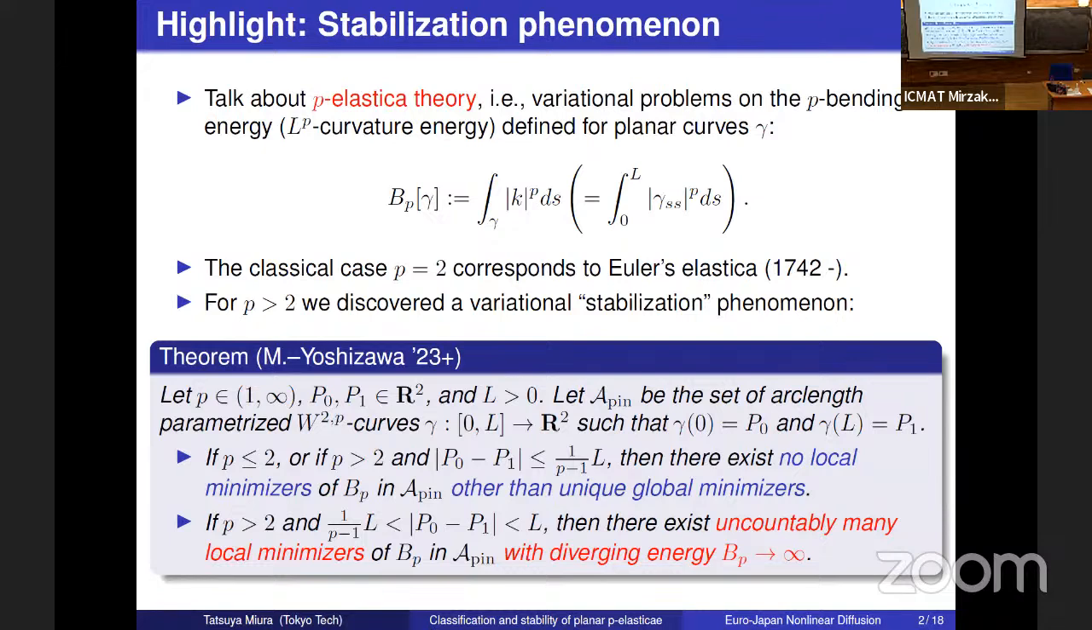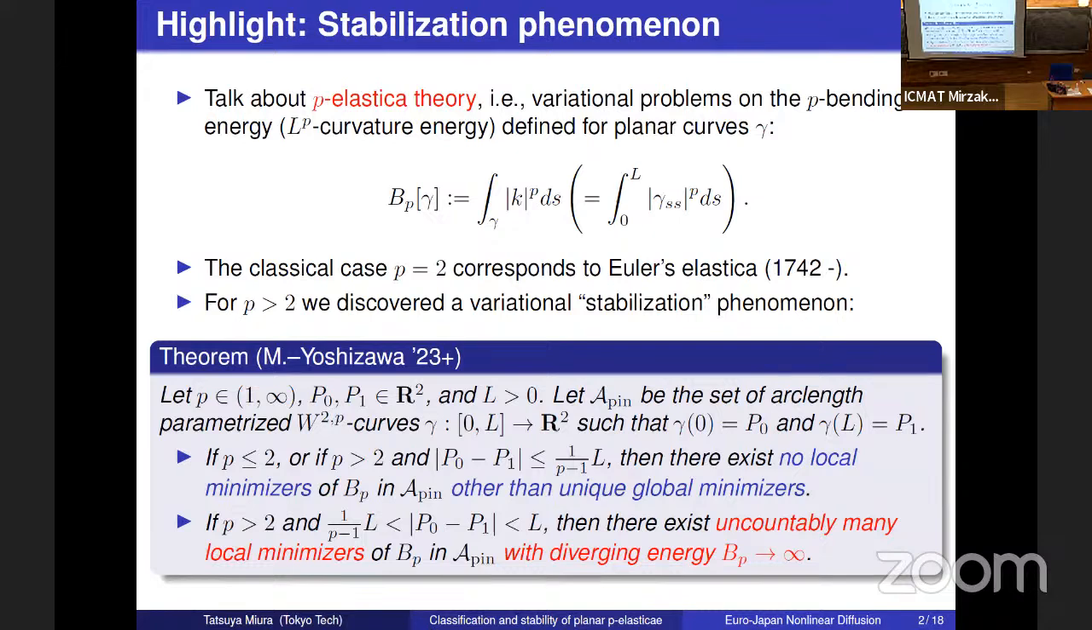And in fact, the classical case p equal to 2 just corresponds to the theory of Euler's elastica. So this is classically called bending energy or elastic energy. And actually, this has been studied since the 18th century. It's a very old concept. But recently, we studied a generalization of this problem with respect to this exponent p. And recently, we found that in the degenerate regime, meaning that p is strictly greater than 2, we discovered a variational stabilization phenomenon. And this is actually a summary of our main theorems.